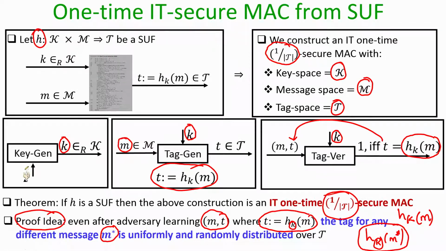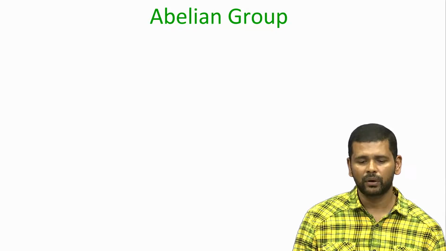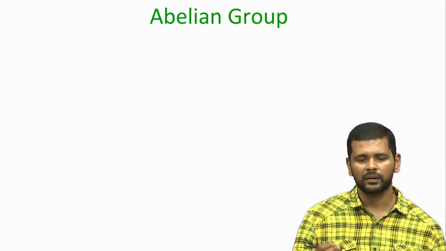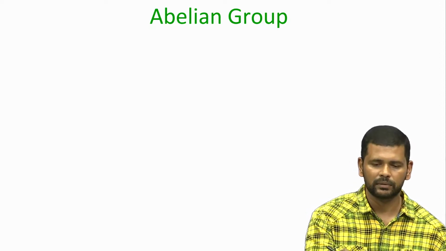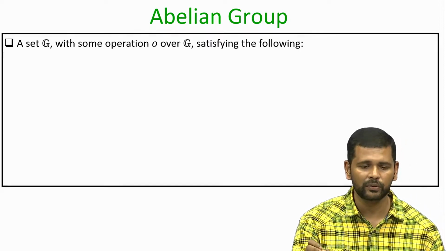So, now we have a generic construction of a one-time information-theoretic secure MAC, given that you have an SUF. Now the question is how do we construct a candidate SUF, and there could be several possibilities. What we are going to do is see a candidate construction based on group theory and finite field arithmetic. So, let us see the definition of an abelian group first.